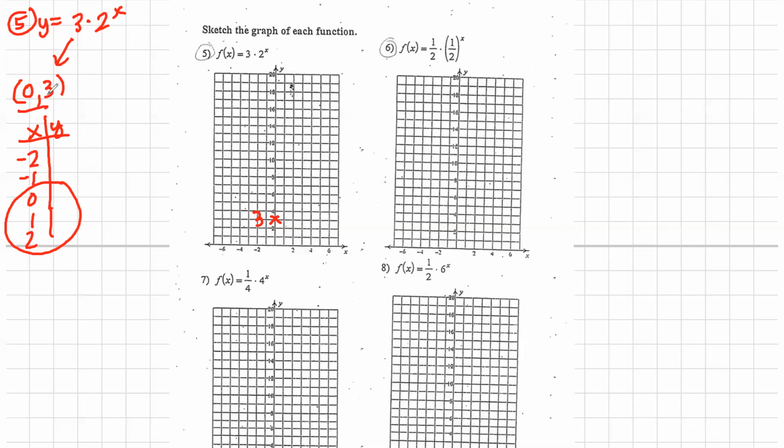What's the value of y when x is 0? 3. Okay. And look at our multiplier, right? What is our multiplier? It's 2. So what should be happening each time to these numbers? You should multiply them by 2. So 3 times 2 is 6. 6 times 2 is 12.